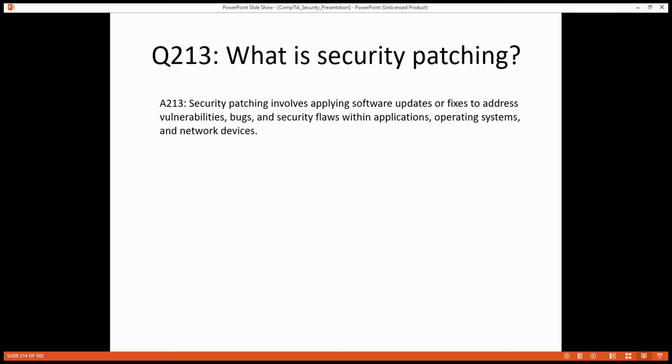Q213. What is security patching? A213. Security patching involves applying software updates or fixes to address vulnerabilities, bugs, and security flaws within applications, operating systems, and network devices.